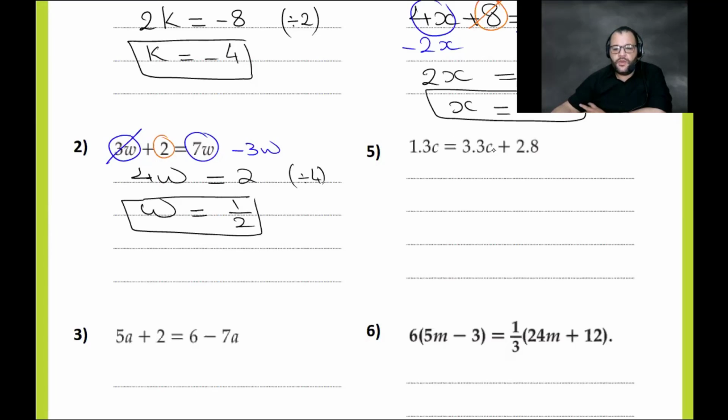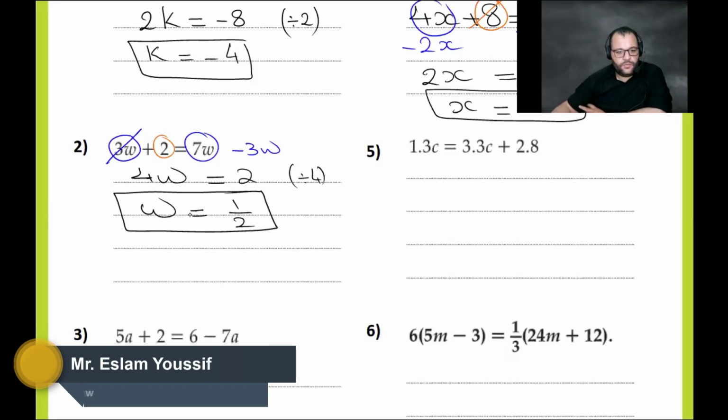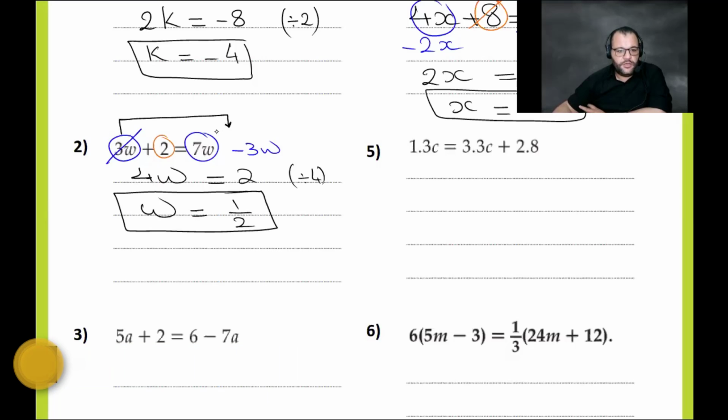Excuse me, mister. Can you repeat the part how 3w became minus 3w? If you shift anything from the left of the equal sign to the right of the equal sign, you change the sign from the left hand side to the right hand side.